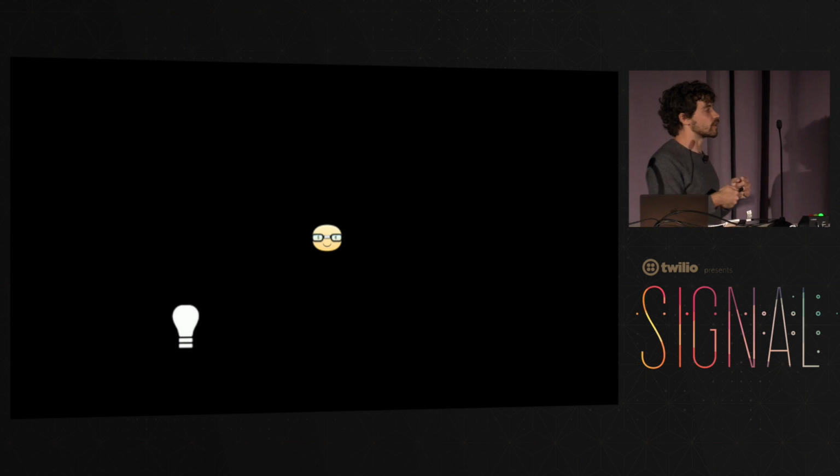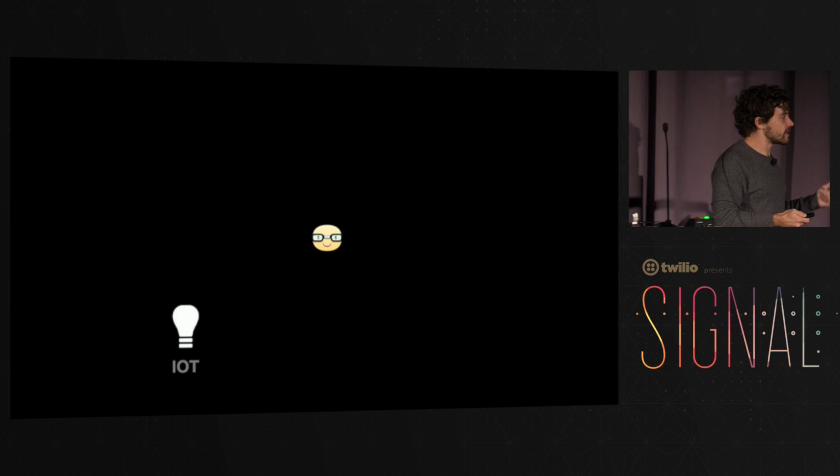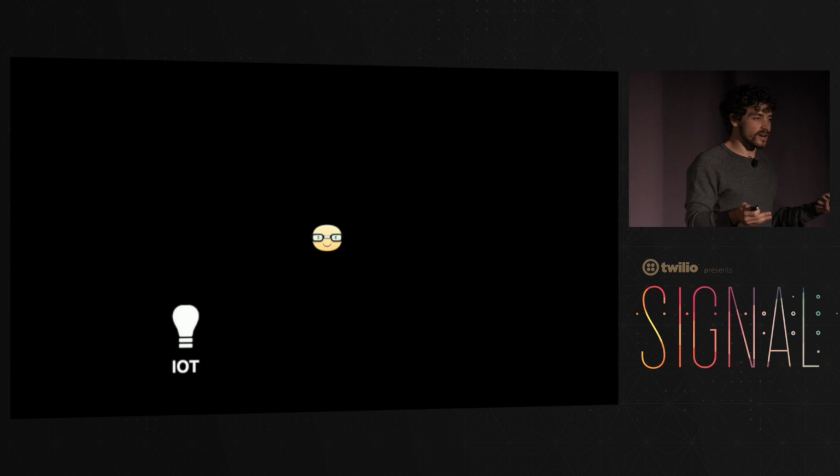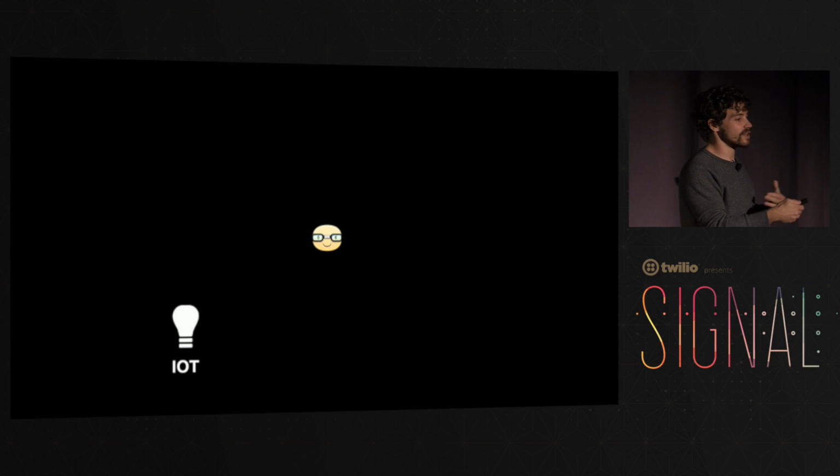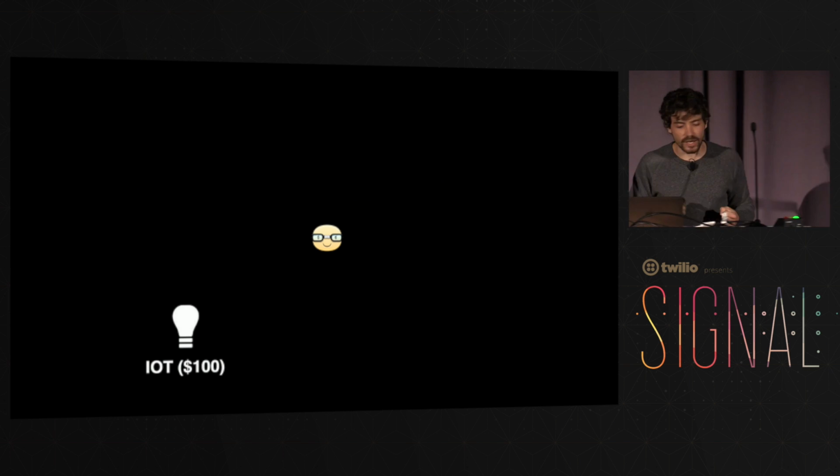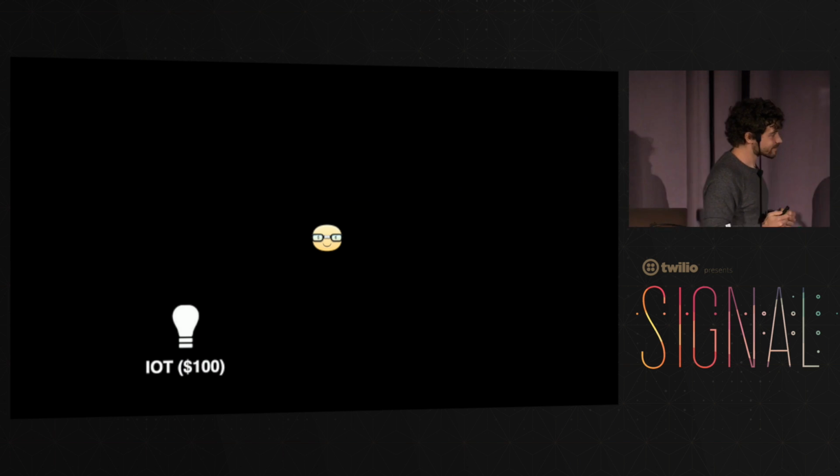So let's assume that a user wants to turn on a light bulb, and this light bulb is actually an internet-connected light bulb. It's not wired directly. It's going over your Wi-Fi connection, and it costs you $100 on Kickstarter.